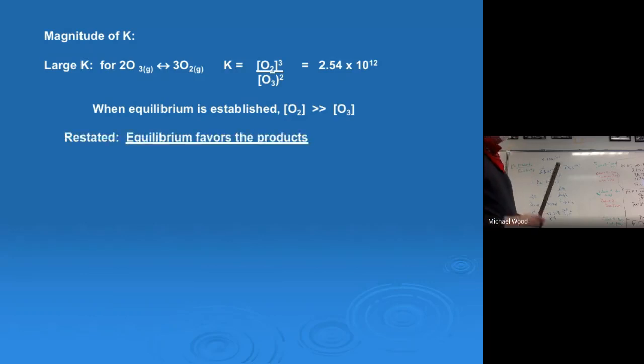Okay, so in this reaction, 2O3 in equilibrium, here's ozone combining to make oxygen. Again, write K, so the products on the top, the reactants on the bottom, a large number, 2.454 times 10 to the 12th.